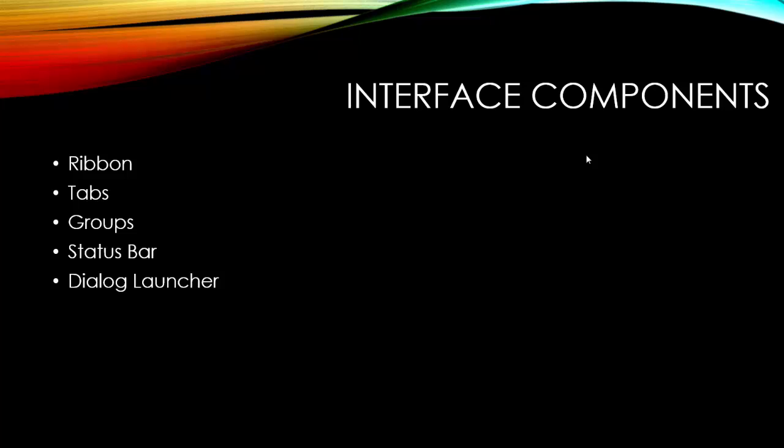And in almost all Windows applications, you'll find a status bar at the bottom of the screen, which gives us more information. As well, up in the tab itself, there will be dialog launchers that are part of each of the groups. So let's take a look at Word and see how this is similar across all the Office applications.